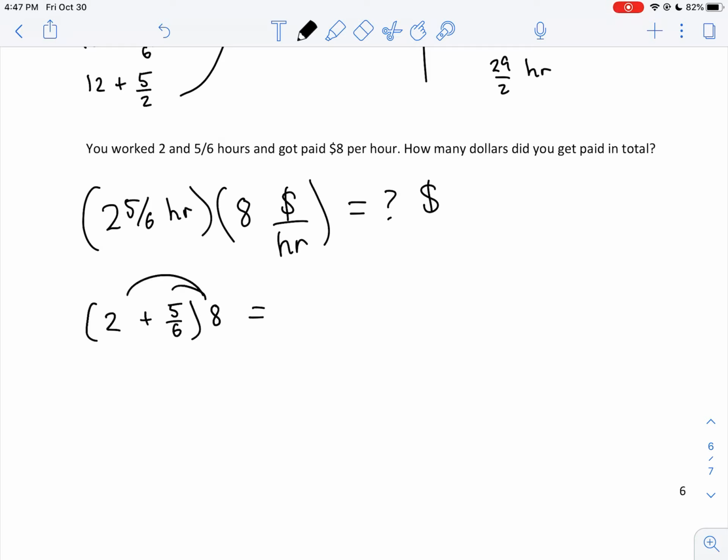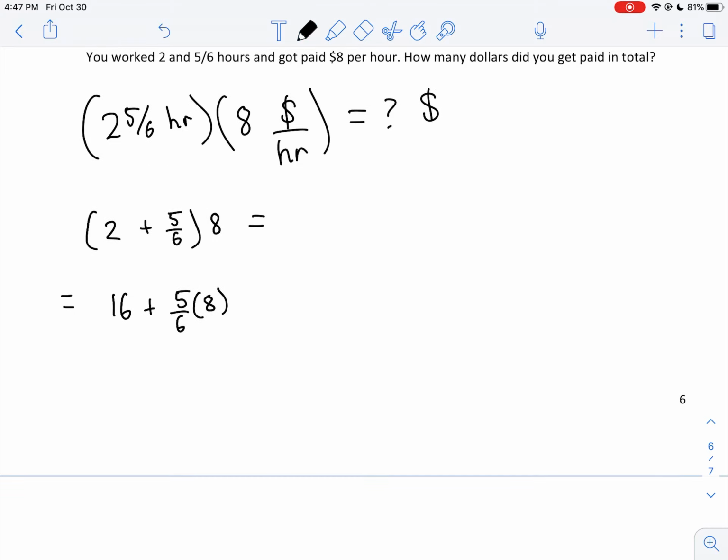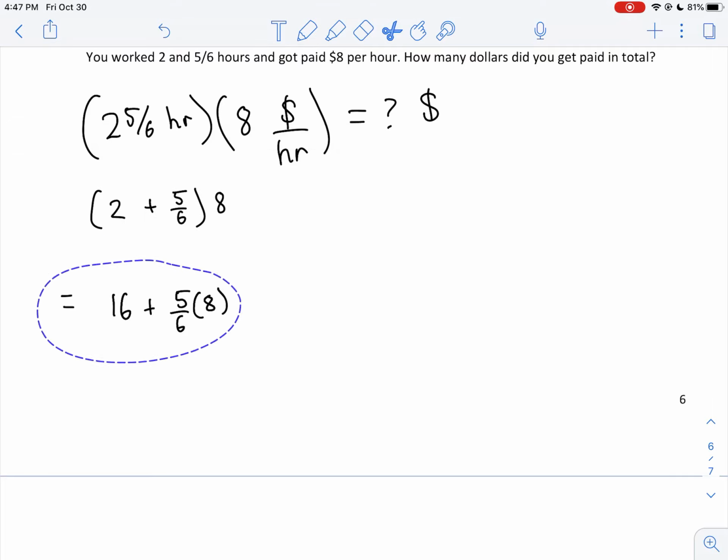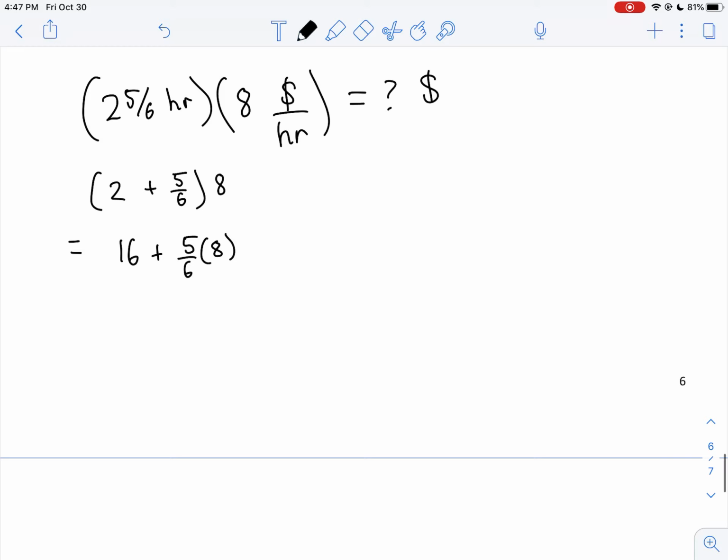Distributive property works from the right side as well. So we can say this is 2 times 8. So you got $16 essentially for the first 2 hours. But now we have to do 5/6 of 8 to figure out how much money you made for the partial hour. So let me move this stuff up. And we're going to partition 8 into 6 pieces. So we have 8 sixths, and then we do 5 copies of that. So that gives us 40 sixths.